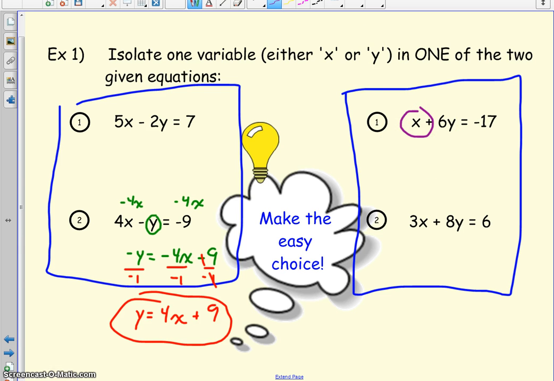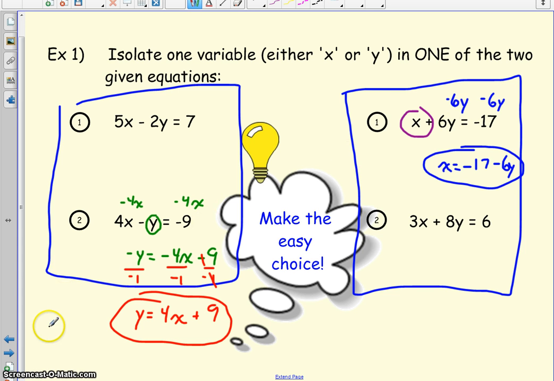So in this particular one, to isolate for x, all I need to do is move the 6y over by subtracting it from both sides. Okay, so I'm going to get x equals negative 17 minus 6y, or you can write it as minus 6y minus 17, whichever one works. So again, all we've done is we've isolated for one of the variables in one of the two equations.